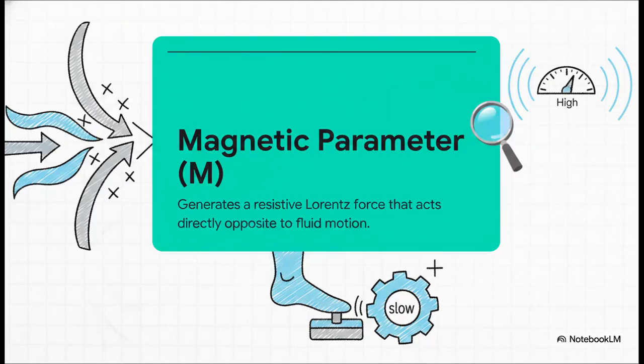Let's zoom in on the magnetic parameter, M. In electrically conducting fluids, applying a magnetic field generates what we call a Lorentz force. This force acts directly opposite to the fluid's motion. Tuning this magnetic parameter is like having an invisible brake pedal. If your flow is too turbulent or it's moving way too quickly near the boundary, you can literally dial up the magnetic field to slow it down, all without ever physically touching the fluid.